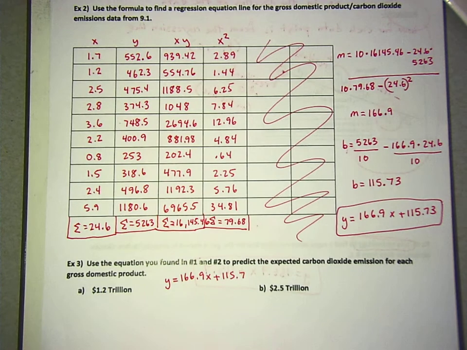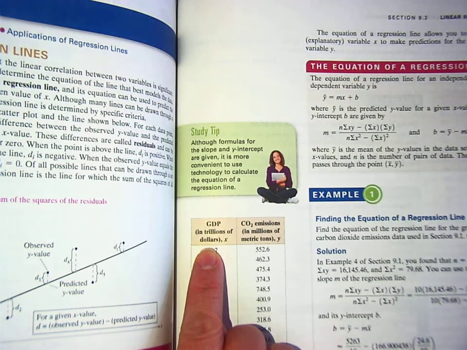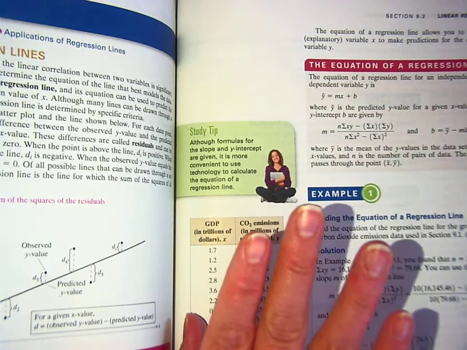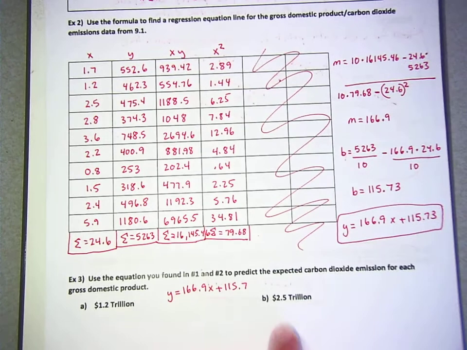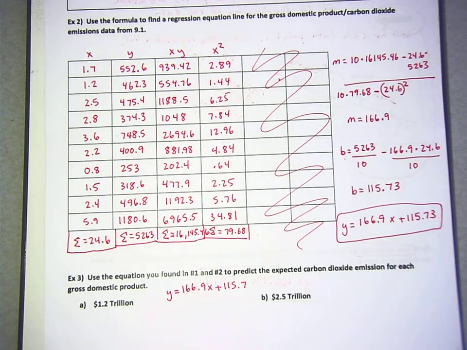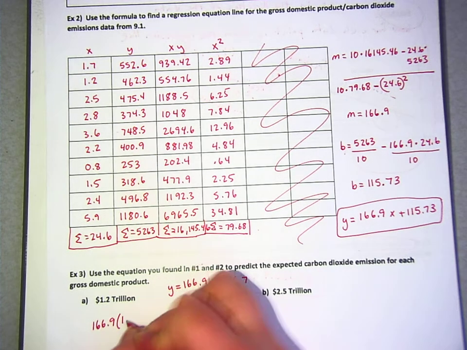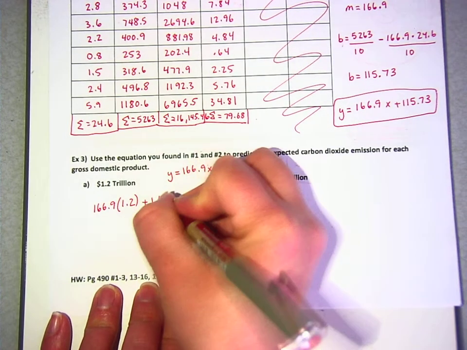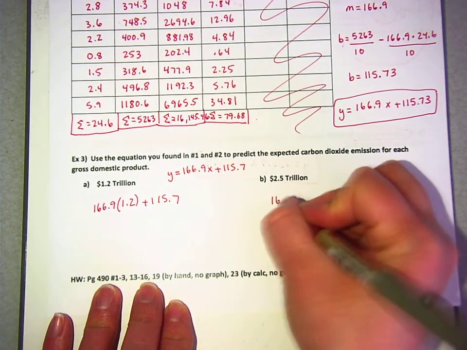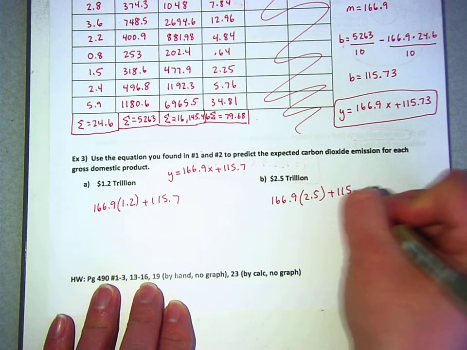Now, the original data, if you look at it, guys, do you see how it says that it's already in trillions of dollars? So you don't have to actually add all the zeros and stuff like that. When you put it in, you can just literally plug in 1.2 for the x and 2.5 for the x and see what you get. So for the first one, it's going to be 166.9 times 1.2 plus 115.7. And the second one will be 166.9 times 2.5 plus 115.7.